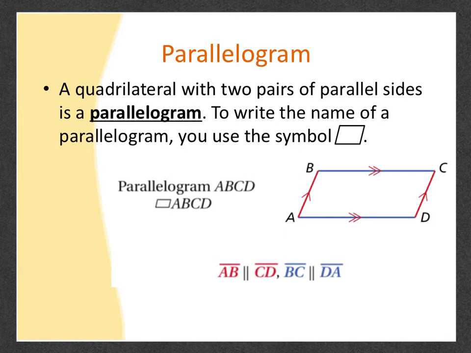So a parallelogram, by definition, is a quadrilateral with two pairs of parallel sides. So the opposite sides are parallel by definition. We use this little shape that looks like a little slanted rectangle to say parallelogram. So when you see that shape, that means parallelogram. And when you're lazy and you don't want to write out the word parallelogram, or you forget how to spell it like I do all the time, you can put that little shape, okay?